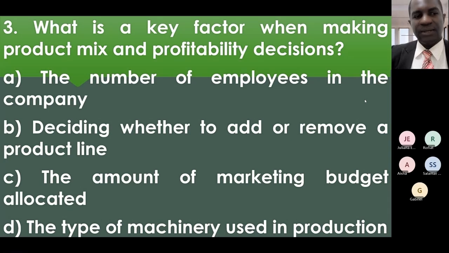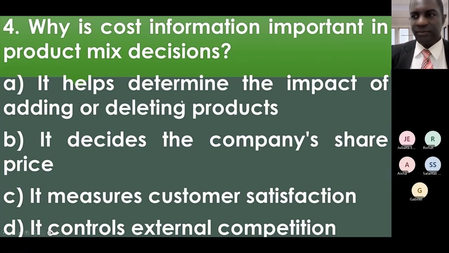A, number of employees in the company. B, deciding whether to add or remove a product line. C, the amount of marketing budget allocated. D, the type of machinery used in production. It's B. Okay, J is going for B. All right. We'll see. Everybody went for B. I just hope everybody is now entering the pit.